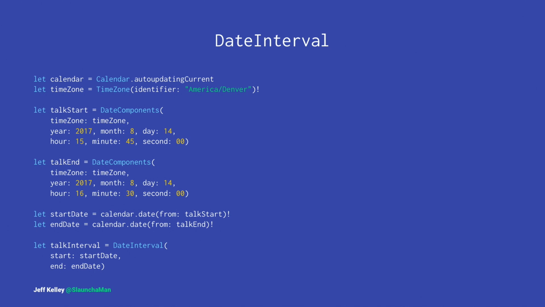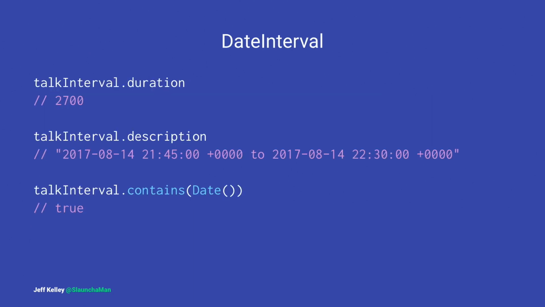And then with those two dates, we can create at the bottom a date interval, which represents that interval between the two. A date interval is kind of a new struct in Swift. It came in iOS 9. It lets you do things like get the duration. This is 2,700 seconds long.